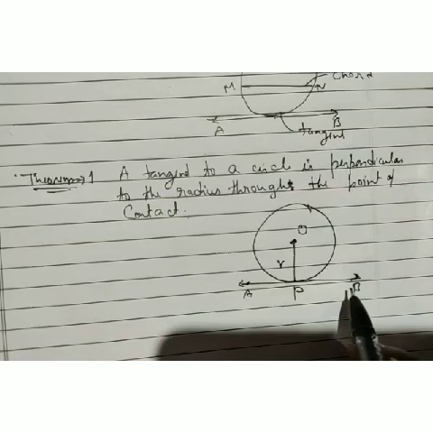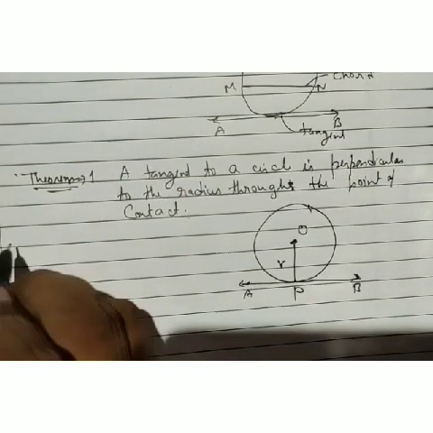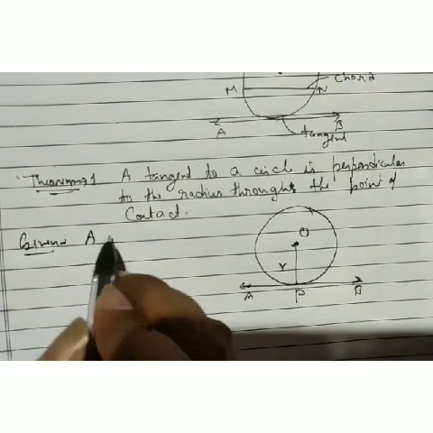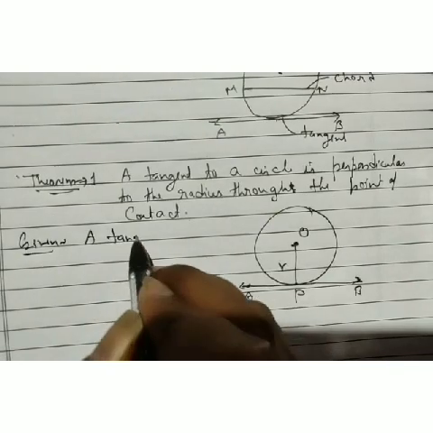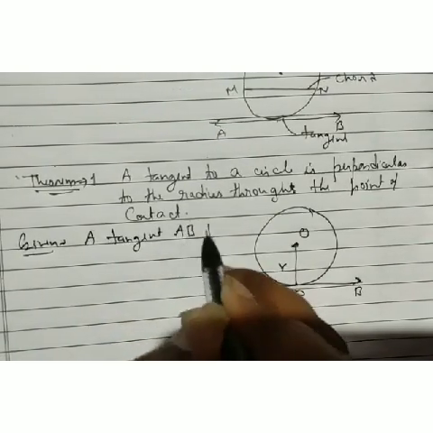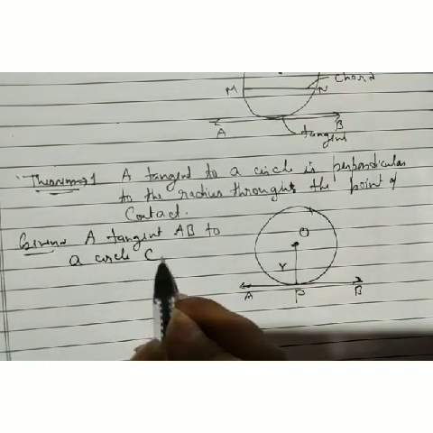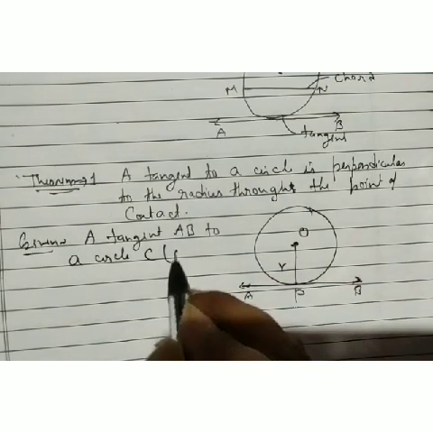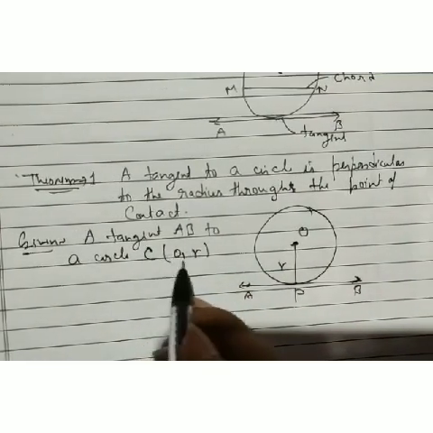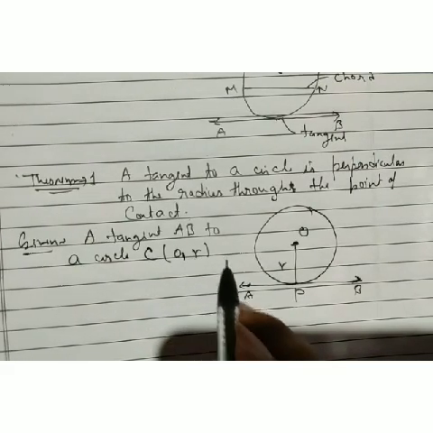Now how can we show this? We start with what is given. First of all, we start with our given. We are given a tangent AB to a circle. We can represent this: it is a circle having center O and radius r.